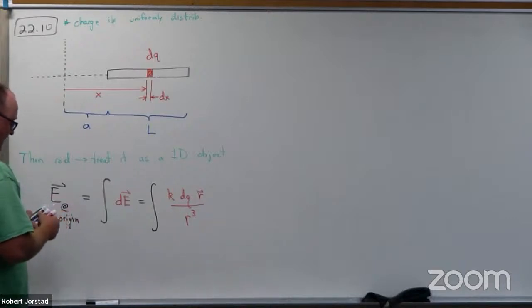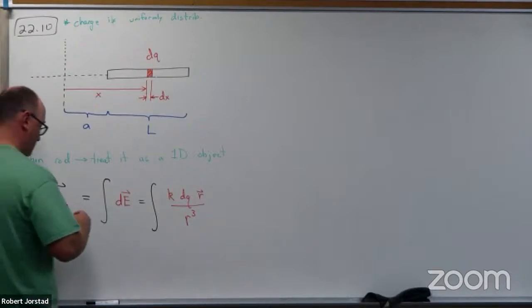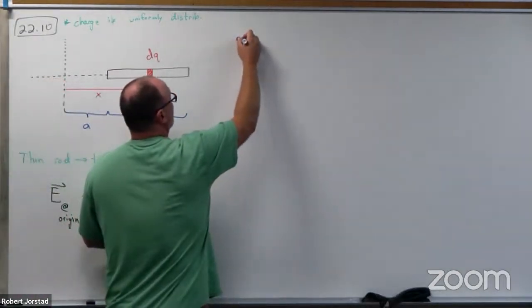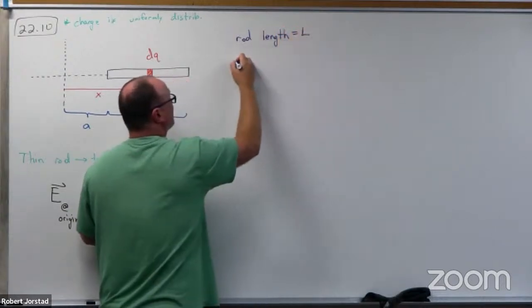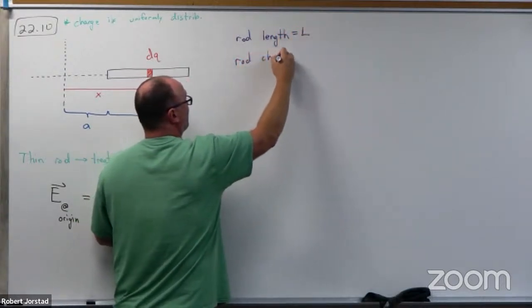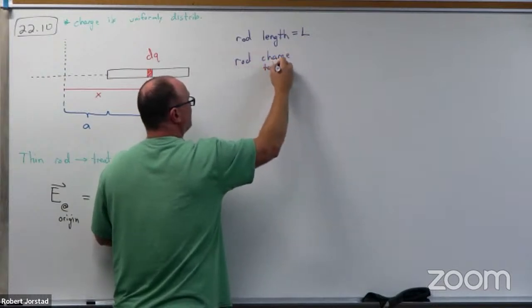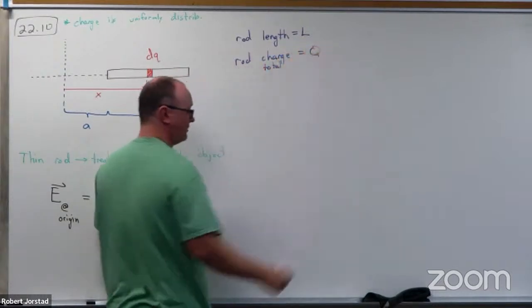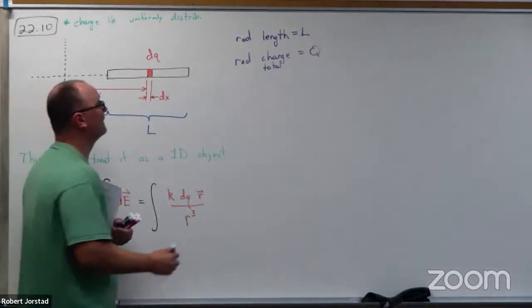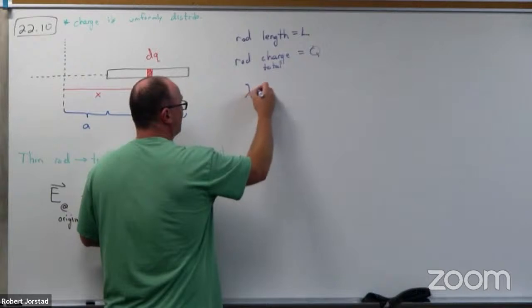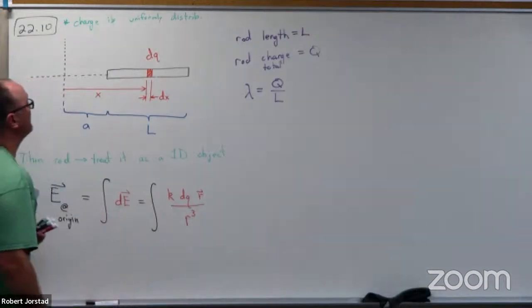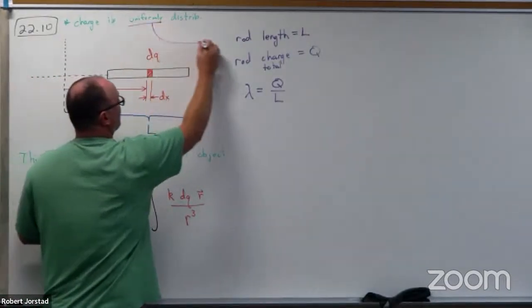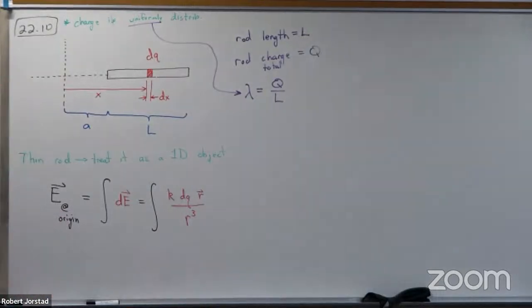In this particular case, maybe I'll mention this. Rod length is L, rod charge total is capital Q, I believe. Yep. So lambda in this particular problem would be Q over L. Again, because it's uniformly distributed, we can use that. If this was not uniformly distributed, we would not use that.